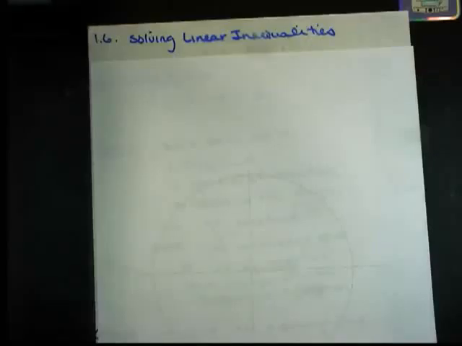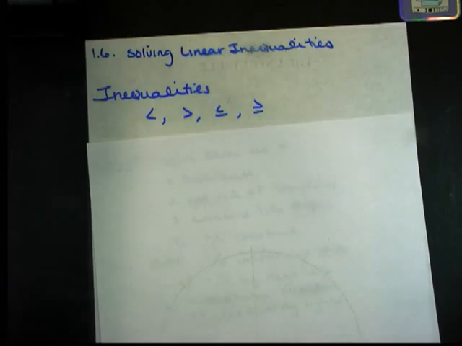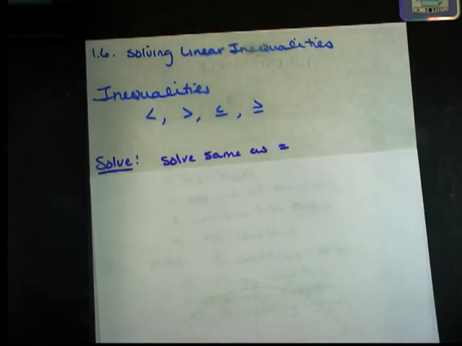1.6 is going to be solving linear inequalities. Our inequalities, again, means that we have our symbols less than, less than or equal to, greater than, and greater than or equal to. Not equal signs, because otherwise it would be solving linear equations, which we did back in section 1.3. So at this point we're at inequalities, where we will be using the symbols as opposed to an equal sign. However, the solving process doesn't change. We solve it the same as we do an equal sign.